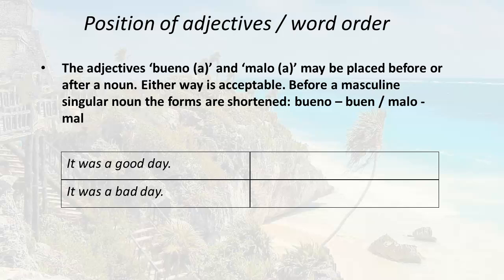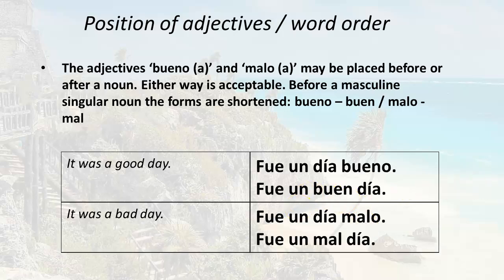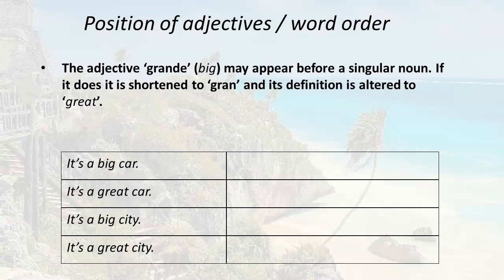Let's look at some examples. If I want to say it was a good day, I can place bueno before or after the noun. So I could say fue un día bueno. It was a good day. Literally, it was a day good. If I choose to place bueno before the word día, then I have to shorten it. So I would say fue un buen día. It was a bad day. Fue un día malo. If I choose to place malo before día, then I have to shorten it to mal. Fue un mal día.